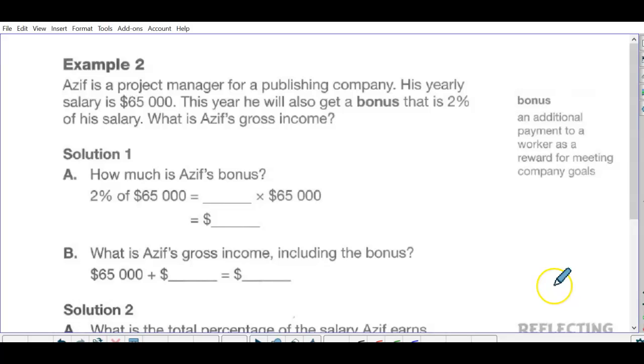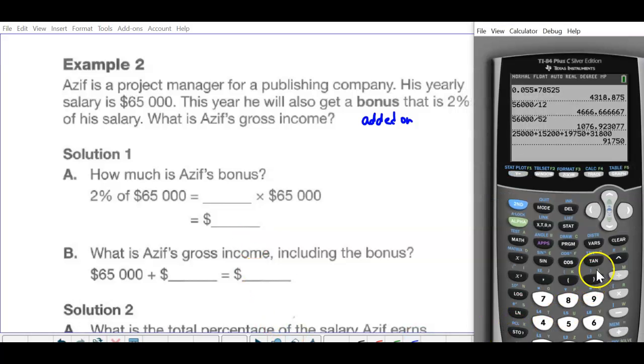Azif is a project manager for a publishing company. His yearly salary is $65,000. This year, he will also get a bonus that is 2% of his salary. What is his gross income? All right, so the bonus gets added on. But you don't just add 2 on. It's not $2. It's 2% of his annual salary. So that's what we need to figure out here. So what is the bonus? A couple of ways of doing this. We'll do it the way the workbook has, and then we'll look at another one.